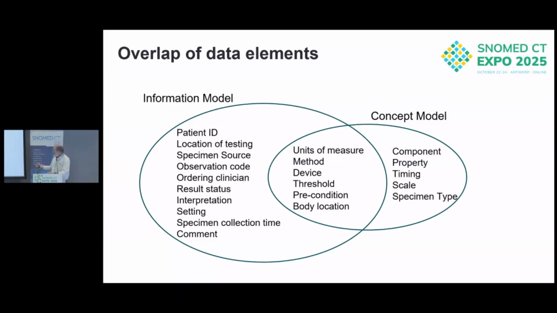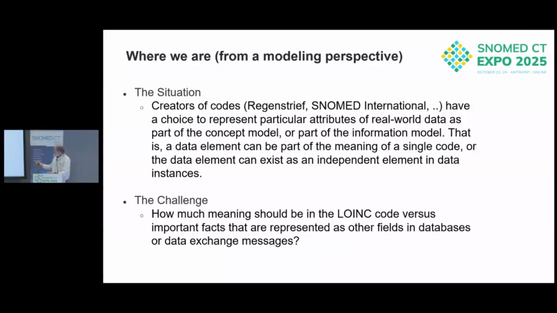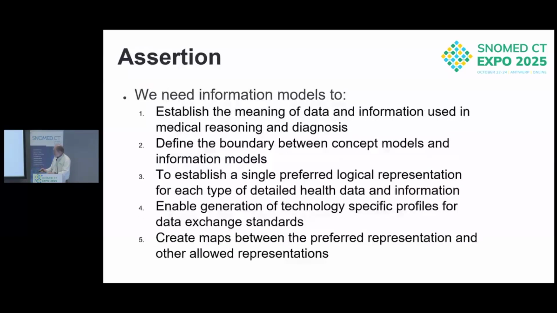And so what I would assert is that, from a modeling perspective, we have a choice to represent things as part of that information model for the real world, or some of those attributes we could use when we make the codes, when we make pre-coordinated codes. So the challenge really is, how much meaning should be in the LOINC code versus how many more important facts are represented in other fields in the message.